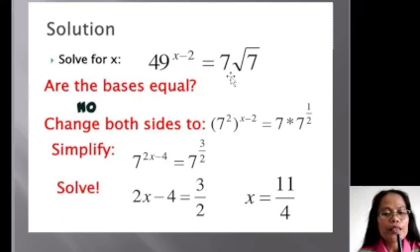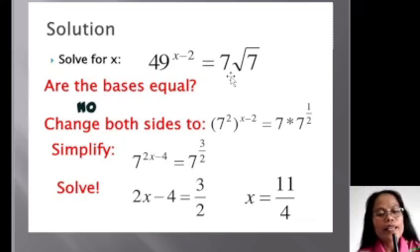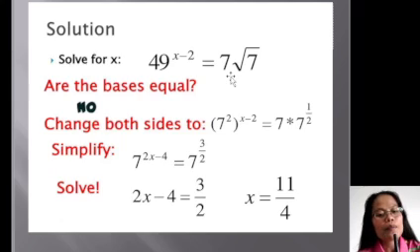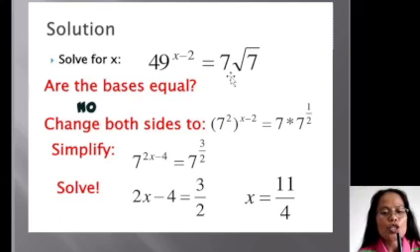So 7 squared to the power of x minus 2. We will multiply both exponents. So 2 times x is 2x, and 2 times negative 2 is negative 4. And then why does the right side become 3 over 2? Because the exponent of the other 7 is the whole number 1, and then we will add 1 half. The whole number 1 is the same as 2 over 2, because they are not like fractions. So 2 over 2 plus 1 over 2 is 3 over 2.